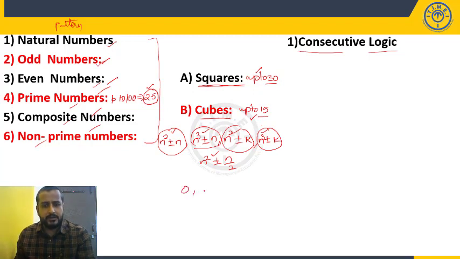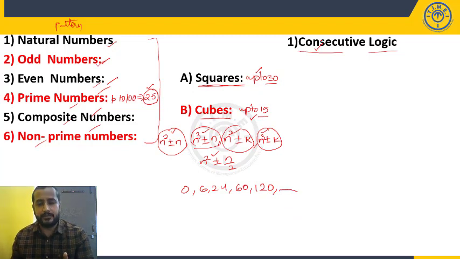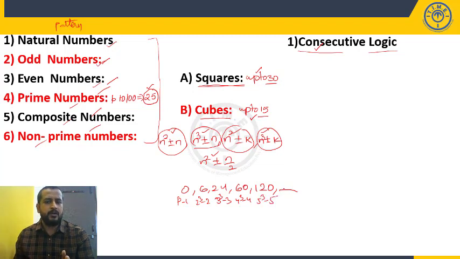So the given question is 0, 6, 24, 60, 120. Look at these numbers. This question comes under this logic, consecutive logic. How is it? It is very simple. The given numbers can be written in the form of 1 cube minus 1, 2 cube minus 2, 3 cube minus 3, 4 cube minus 4, 5 cube minus 5. So the numbers themselves follow a specific pattern, which comes under the consecutive logic.